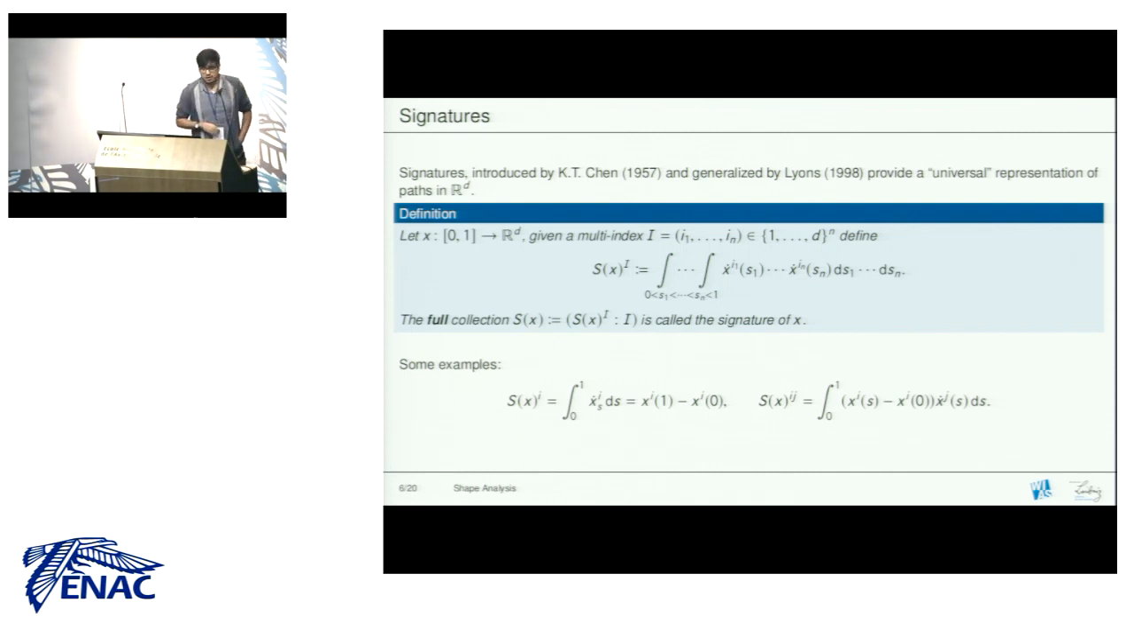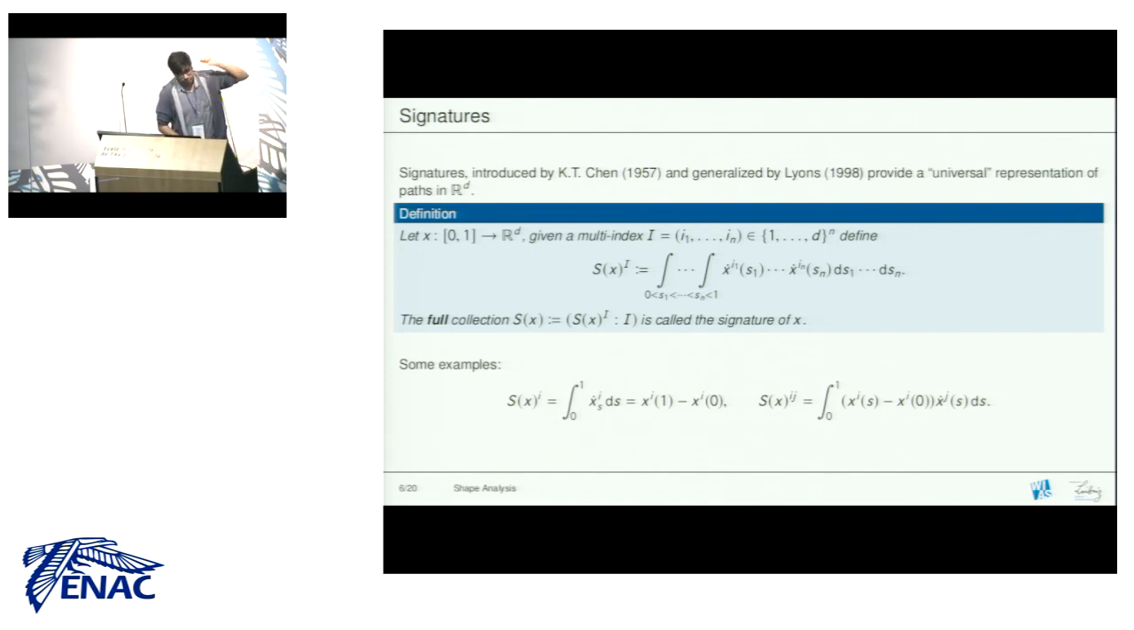Some years later, they were used by Terry Lyons to produce some kind of universal representation of paths and also of solutions to affine control systems. I'm not going to go into that, but this is kind of the core of Terry's work. So how is this signature defined?